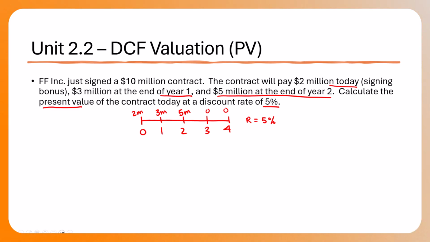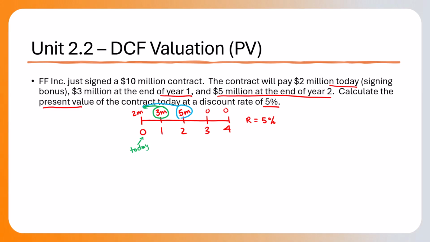The two main methods that we learned in class to find the present value of a non-constant stream of cash flows were, 1, to bring each individual cash flow back to time 0, and then just simply add the present values together. Obviously, the present value of $2 million today is just $2 million. It doesn't need to be discounted.